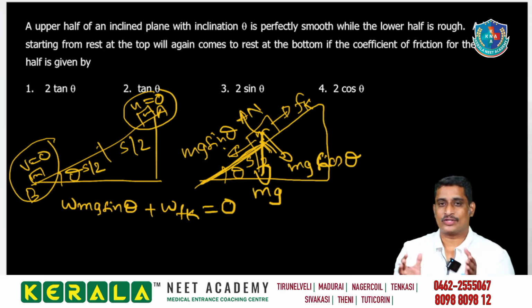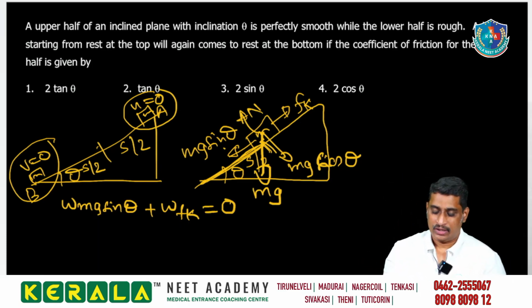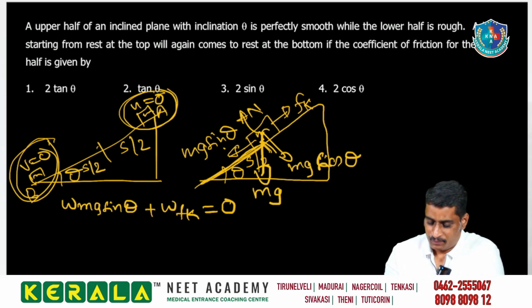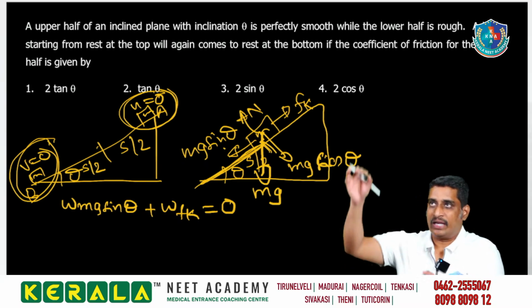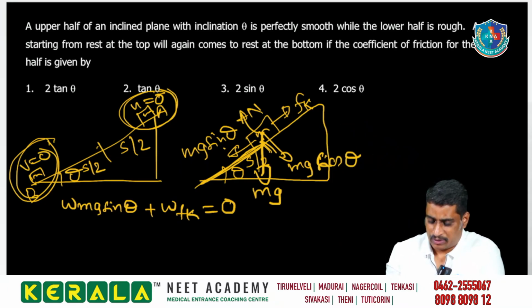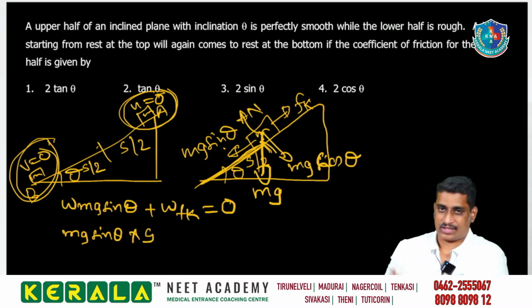Work done by all forces is equal to change in kinetic energy. Final kinetic energy is 0. Initial kinetic energy is also equal to 0. So from this we can write: mg sin theta is doing work from the very beginning until it reaches the bottom of the inclined plane. So work done by mg sin theta will be given by mg sin theta into s.